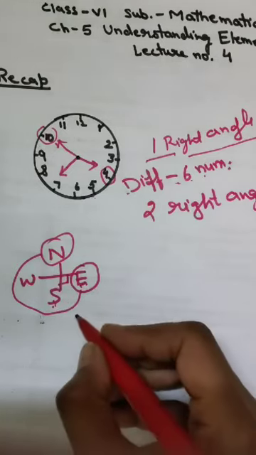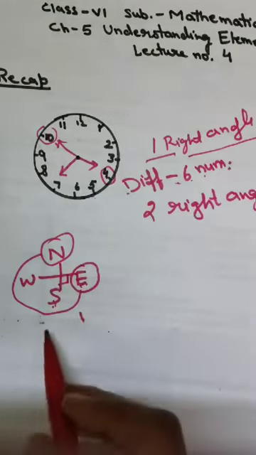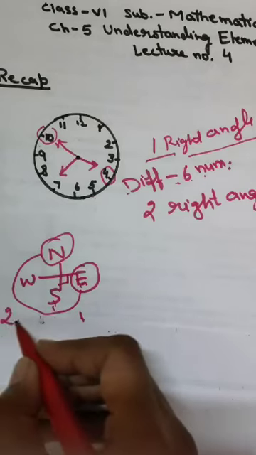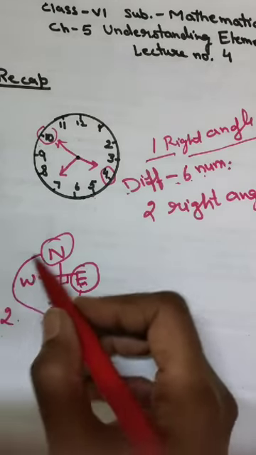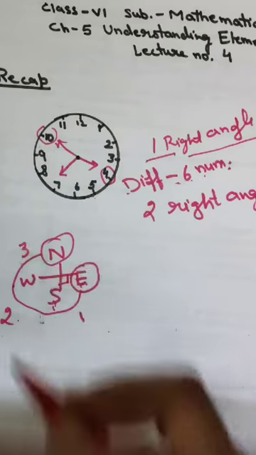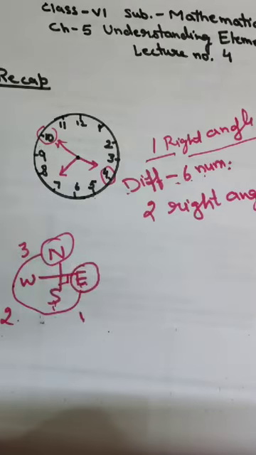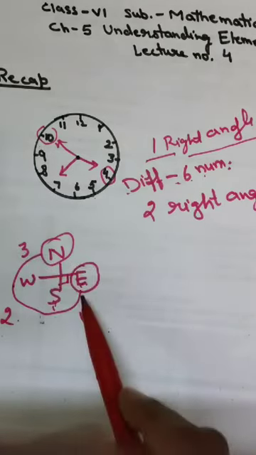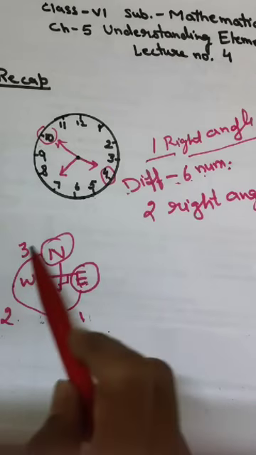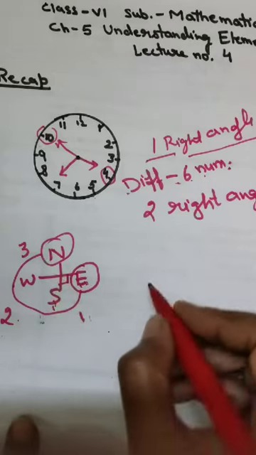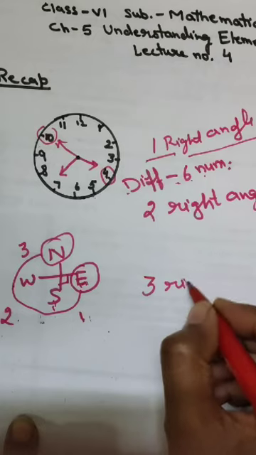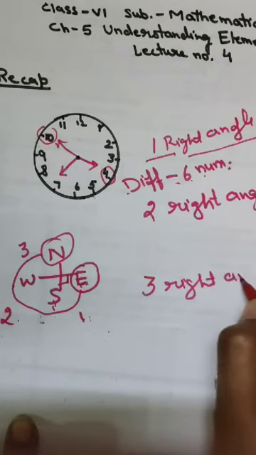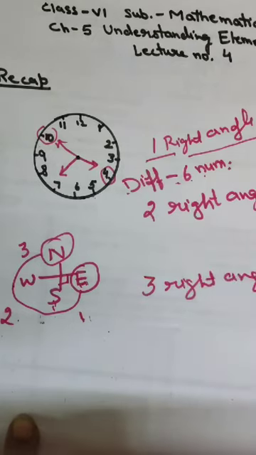From east to south will make one right angle, south to west will make two right angles, and when we are moving from west to north we are making three right angles. That means if we are facing towards east and move up to north, we are moving three right angles. Okay? But what you have to keep in your mind is whether we are moving clockwise or anti-clockwise.